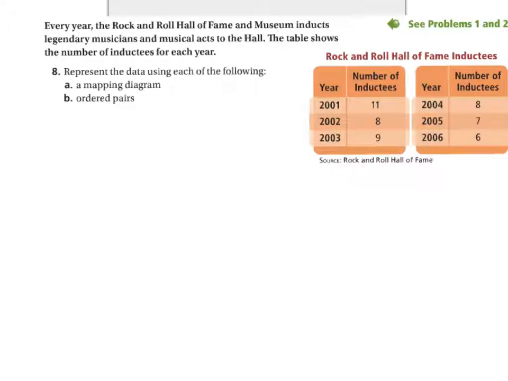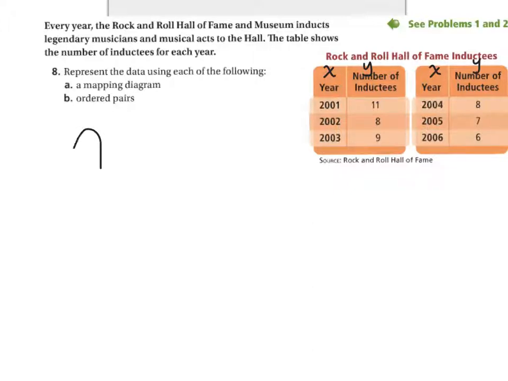So as you look at the list over here, usually it always works out so that the left column is always your X values and the right column is always your Y values. So they've split this up. These are the X's and these are the Y's. Again, the year is the X's and the number of inductees are the Y's. Usually the X's are always either on the left, or if it goes from top to bottom, it's usually on the top. Okay? So let's start with a mapping diagram.